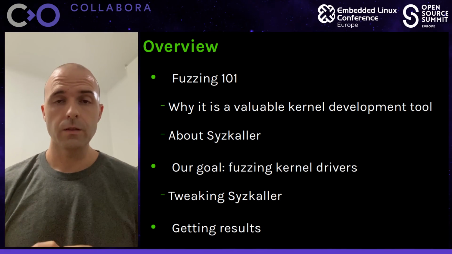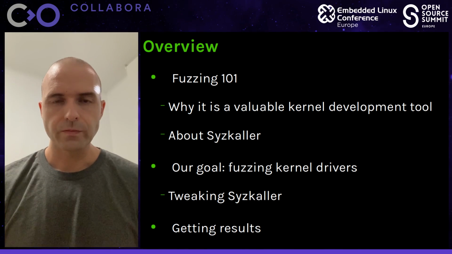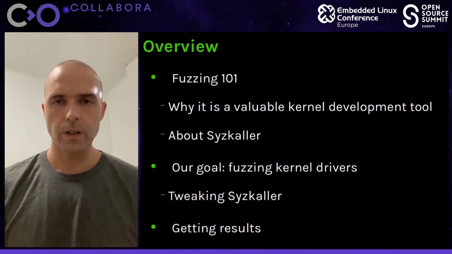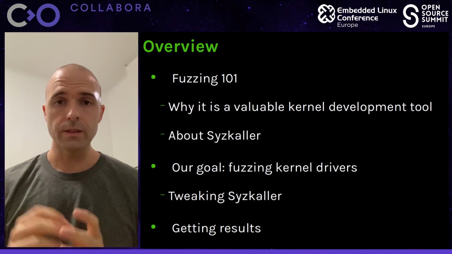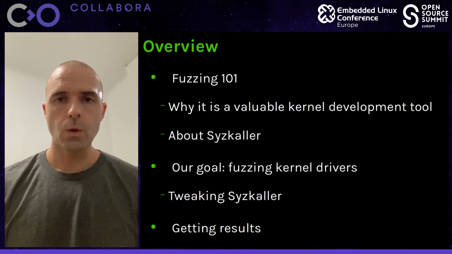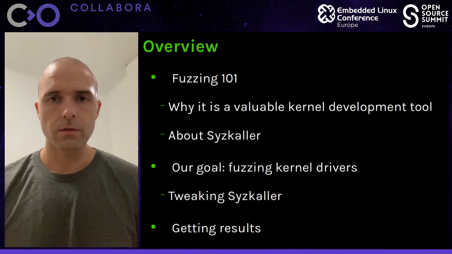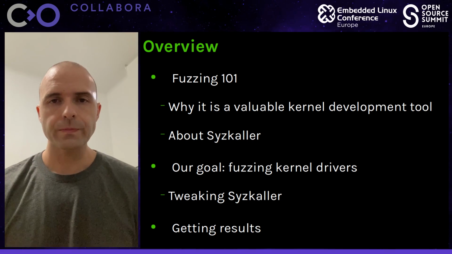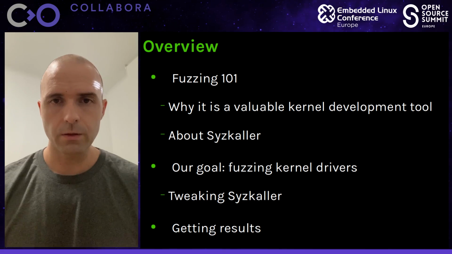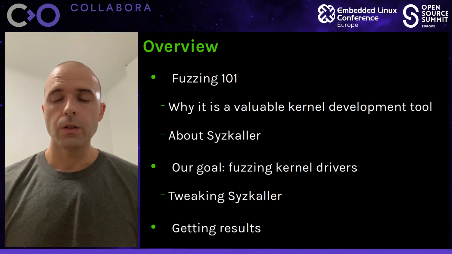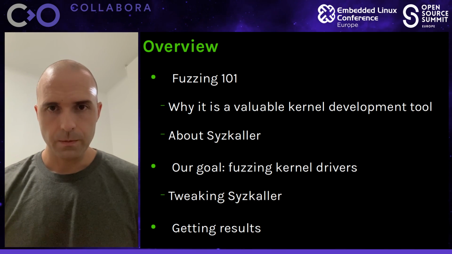Before we begin, let me give you a brief overview of what the talk will be about in more detail. First of all, I'm going to start by giving a short introduction to fuzzing in general, what it is and how it works, and why it is a valuable tool for Linux kernel development. Then I'll introduce Syzkaller for those of you who aren't familiar with it already. I'll show you how it works, what its key features are, and how to configure it.